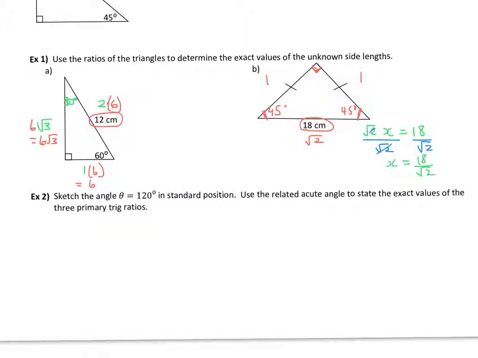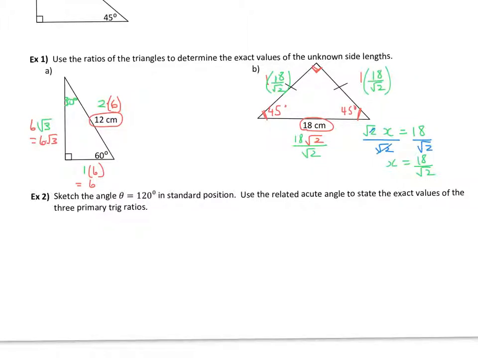Which then means if I'm multiplying this by 18 over the square root of 2 to make it equal to my 18, then both of the other sides have to get multiplied by 18 over the square root of 2 to keep the sides in the ratio of 1, 1, square root 2. So my two equal sides here are equivalent to 18 divided by the square root of 2.